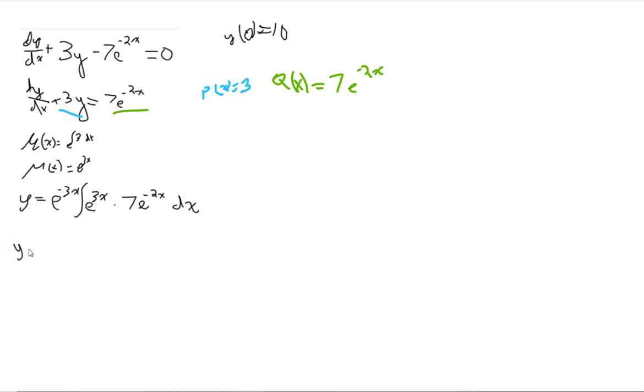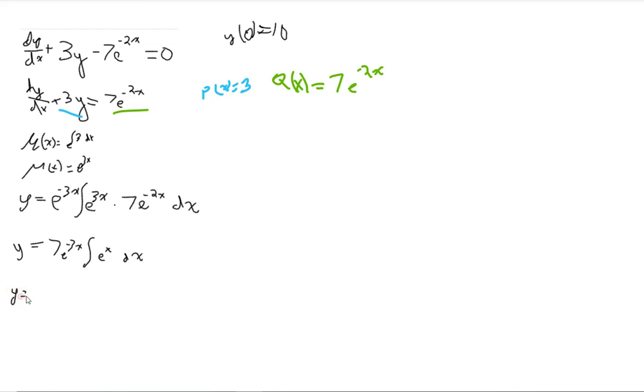So let's do y equals, I'm going to pull the 7 out front, 7e to the negative 3x, and we have here an e to the 3x times e to the negative 2x. We're just going to add the exponents, and we're just going to get the integral of e to the x dx. And this e to the x is just going to stay the same. Remember the integral and derivative of e to the x doesn't change the function.